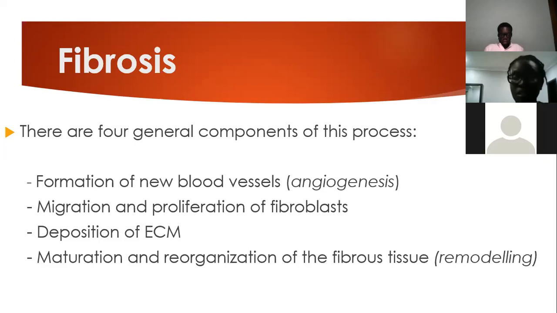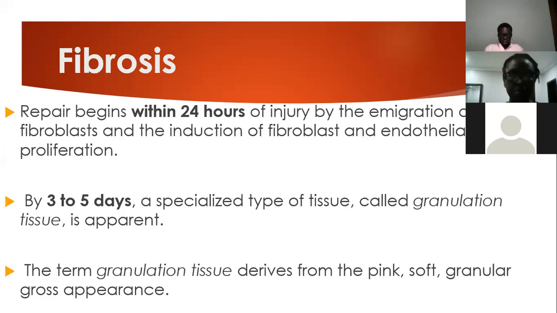For fibrosis, you need the new blood vessels to form because the new blood vessels are the ones that will supply the nutrients to the site of the injury. Then the fibroblasts are the cells that will proliferate and produce the extracellular matrix, which is the connective tissue glue. Then once it is produced, these will all be reorganized to form the tissue. And usually the wound repair begins within 24 hours of injury.